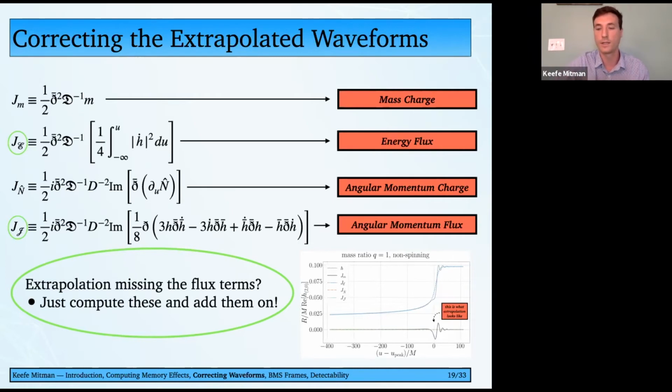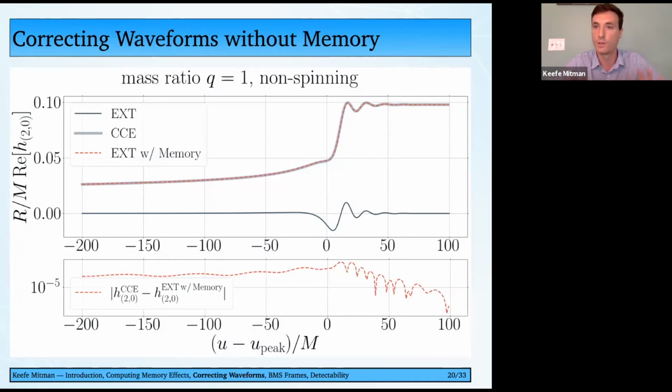One way to check this is by comparing to the memory seen in CCE. Here I again have the 2-0 mode of the strain for an equal mass non-spinning system. In black, I have the original extrapolated waveform, which doesn't have memory. In gray, I have a CCE waveform for the same system. And in red, I have the extrapolated waveform after we've computed the energy flux term and added it back onto the waveform. As you can see in the lower plot, the absolute error between CCE and this corrected extrapolated waveform is pretty remarkable. In fact, their relative error is about a fraction of a percent.